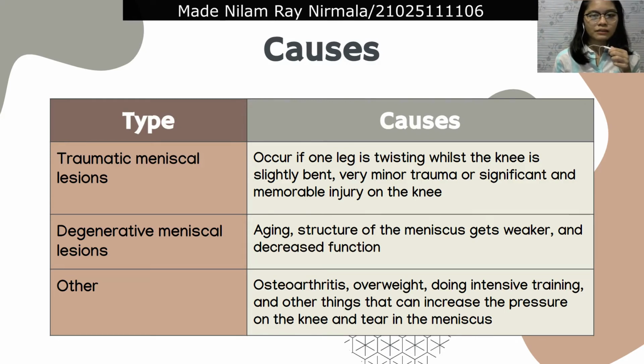Several studies say that meniscal lesions can cause osteoarthritis, but on the other side, osteoarthritis can cause meniscal lesions too. Osteoarthritis is a type of arthritis caused by the breakdown of the cartilage. It commonly occurs in older people. Meniscal lesions or meniscal tears happen as a result of degeneration of the cartilage, one of the common processes in osteoarthritis. Besides that, meniscal lesion can occur if the subject is overweight, doing intensive training, and other things that can increase the pressure on the knee and tear the meniscus.